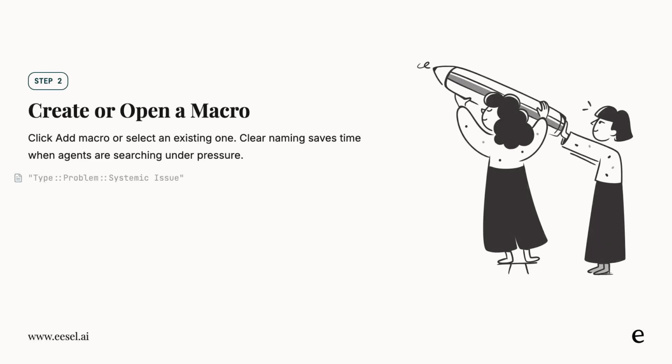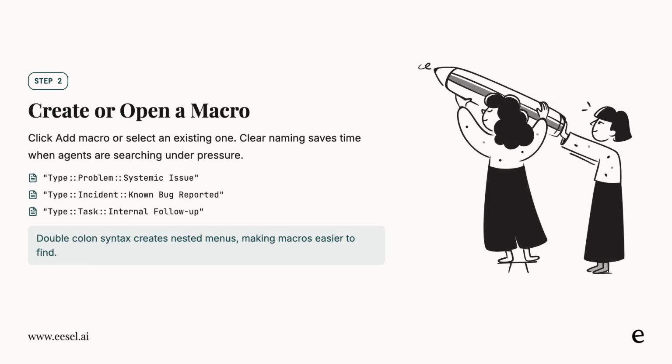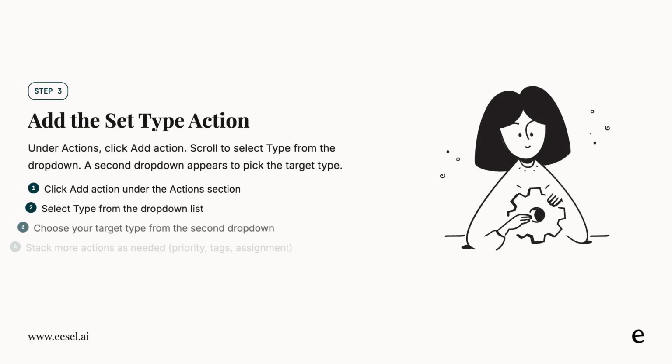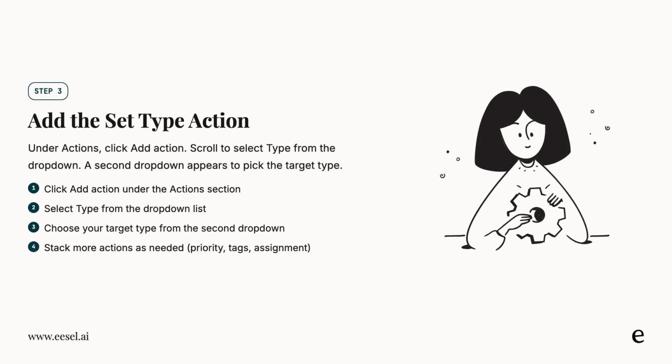Click Add Macro to start fresh, or open an existing one to add the type action. Name it clearly. Agents will be applying this under pressure. The double-colon naming convention creates nested category menus that make macros significantly easier to find fast. Under Actions, click Add Action and select Type from the drop-down. A second drop-down appears where you choose the target type: question, incident, problem, or task.